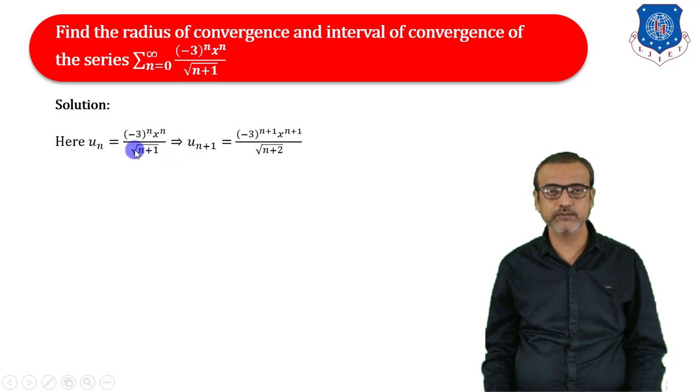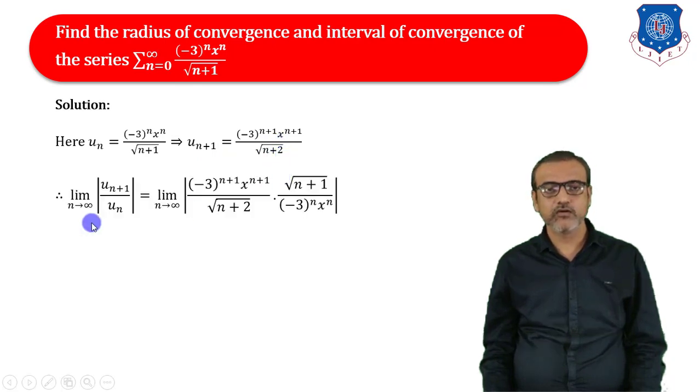For that purpose, in un we will replace n by n plus 1. So un plus 1 equals (minus 3) raised to n plus 1 into x raised to n plus 1 upon square root of, if you replace n by n plus 1, it will become n plus 1 plus 1. So it is square root of n plus 2.